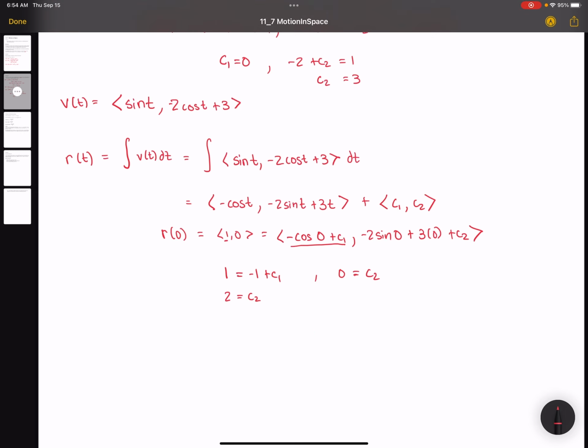So our position vector is, where are we here? So negative cosine t plus 2 and negative 2 sine t plus 3t plus 0. So that is our specific position vector under those conditions.